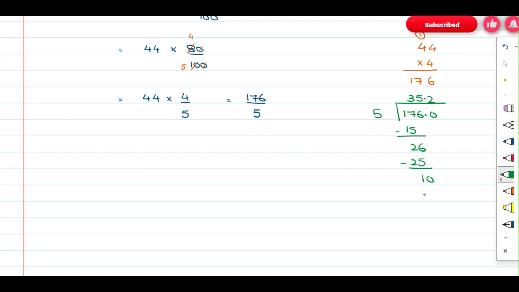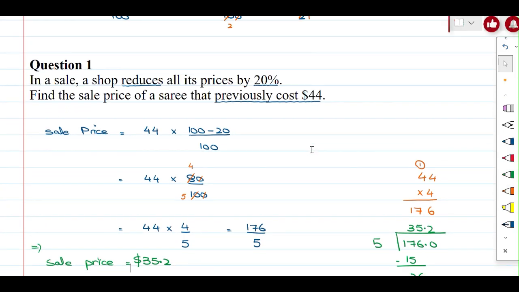5 times 2 is 10. When you subtract, that is equal to 0, right? So now here we can say the sale price is $35.02. That is the sale price of that sari after the reduction of 20%.